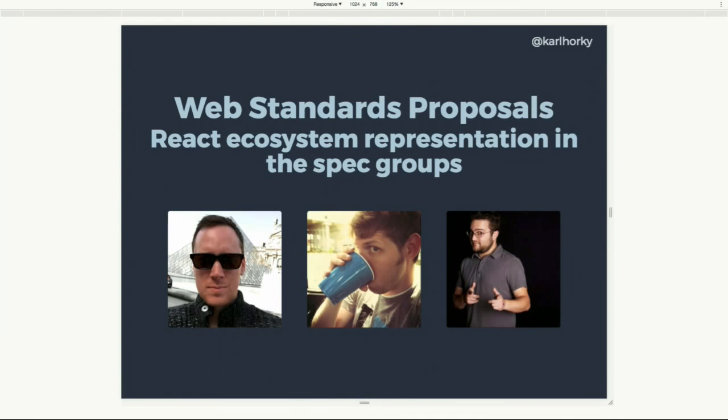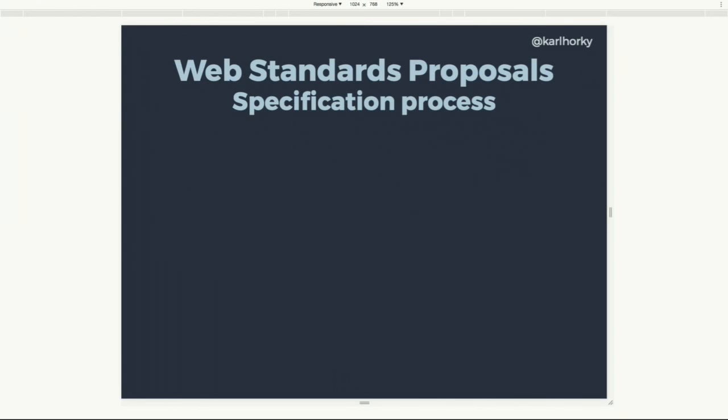So the standards proposals are basically something that come from these three guys in the Facebook ecosystem. So I'm going to be focusing on the React or React influenced web standards. And so this is Sebastian Markbåge, Jeff Morrison, and Jordan Harband. So Jeff is also Facebook, and Jordan is Airbnb.